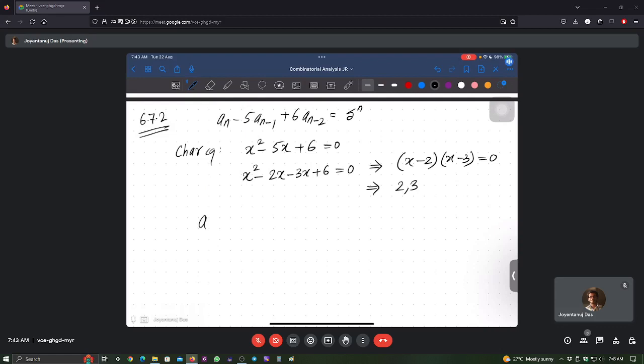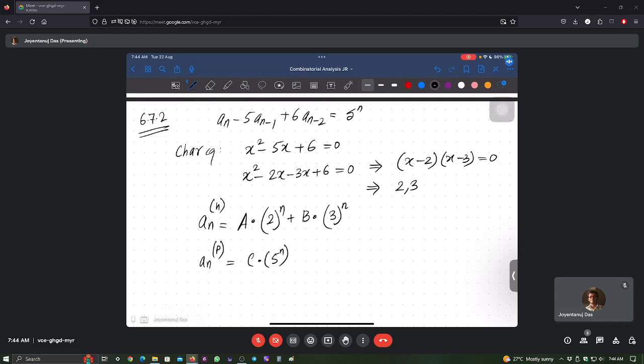So the general solution will be some constant times 2 power n plus something times 3 power n. So 5 is not a root. So using the first property, since it is not a root, we can just say the particular solution is just c times 5 power n.